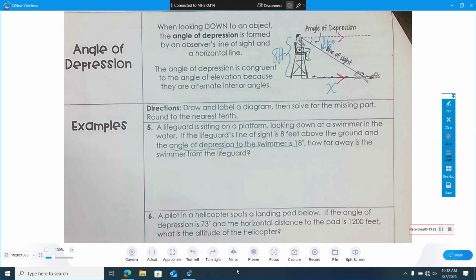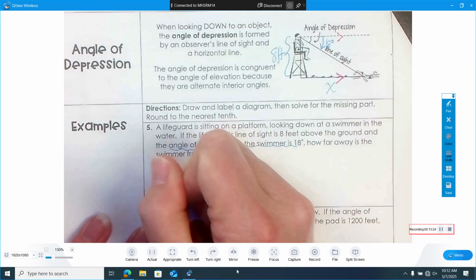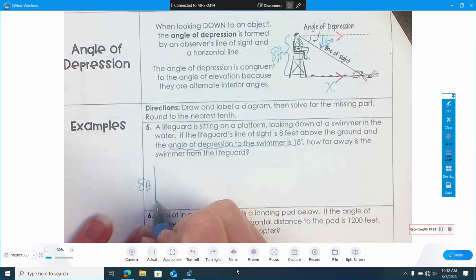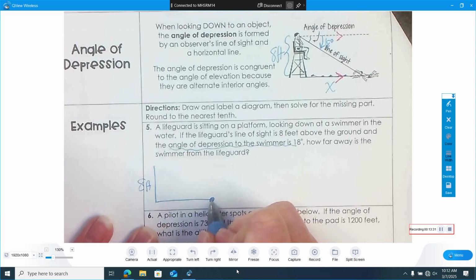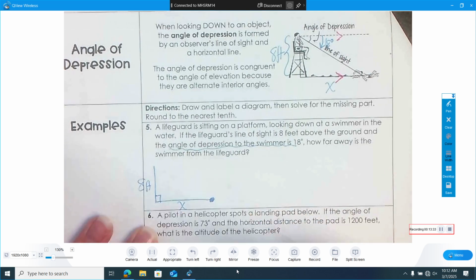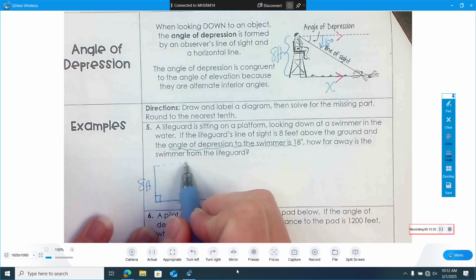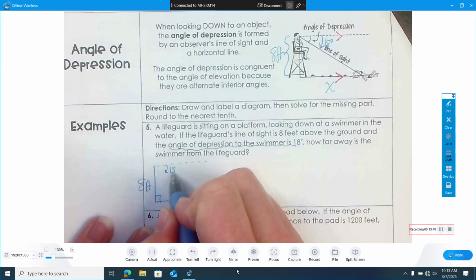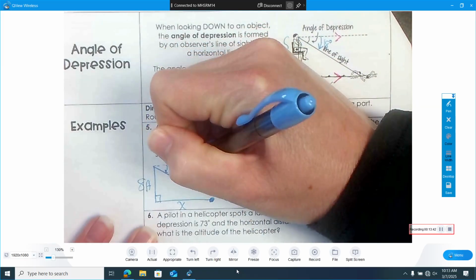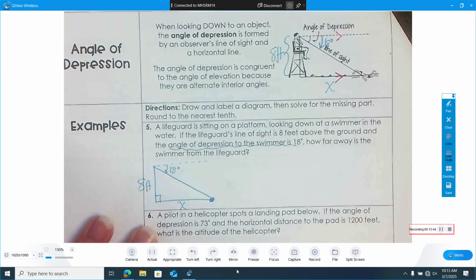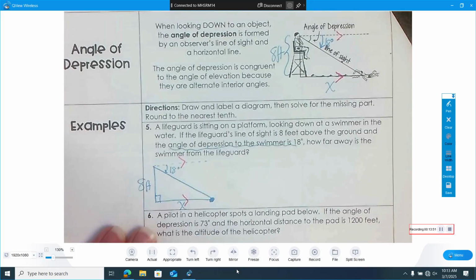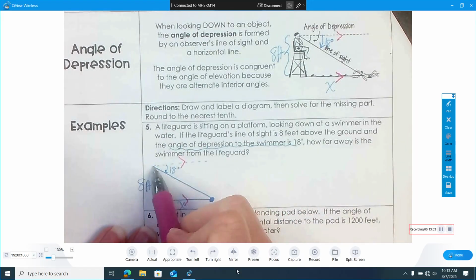Alternate interior angles. I want to simplify this picture, clean it up just a little bit here. I'm going to redraw. Here's our tower. It's 8 feet tall. Here's our swimmer right here. We're trying to find how far away he is. And we have this angle of depression from horizontal looking down. 18 degrees is how he looks to find the swimmer there. So this is the key. We have this horizontal here that is parallel to the water level. And you see the Z shape here.